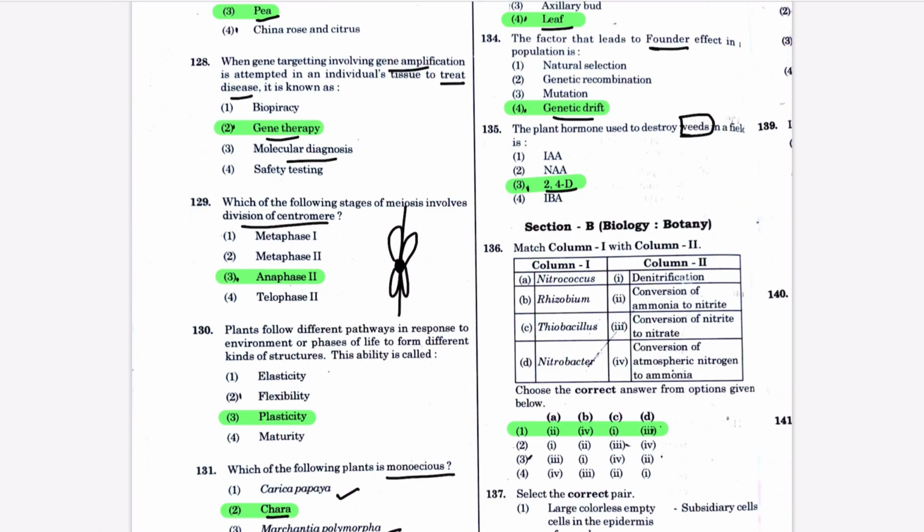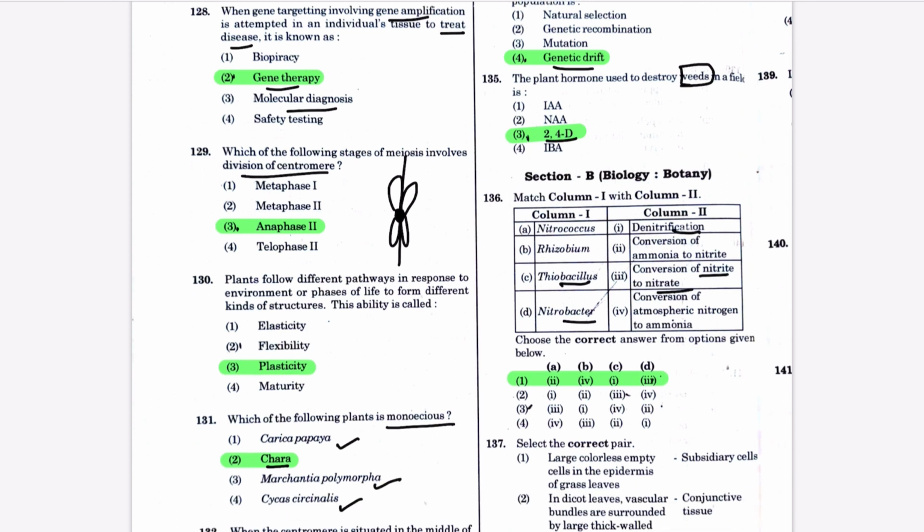Okay, so they have asked to match column 1 with 2. Nitrosococcus, we know, is needed to convert ammonia to nitrite, and Rhizobium converts atmospheric nitrogen to ammonia, Thiobacillus does denitrification, and Nitrobacter converts nitrite to nitrate. So option 1, right? Okay.